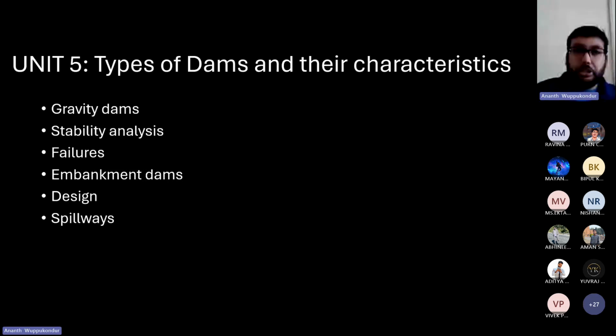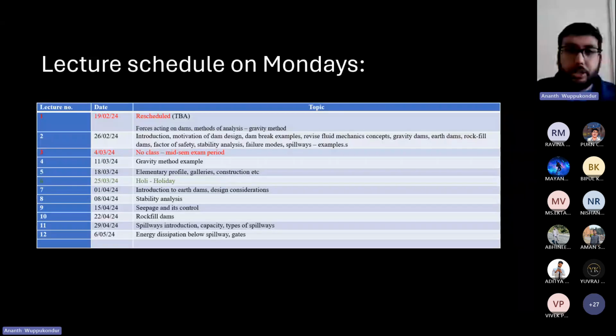This is the lecture schedule for the Mondays throughout the semester from now on. The first lecture that we are doing is today on 26th. It's going to be an introduction lecture, an overview of the topics, and then a revision of some of the concepts from fluid mechanics and hydraulics or open channel flow. But from next lecture on, we'll start the design of dams.